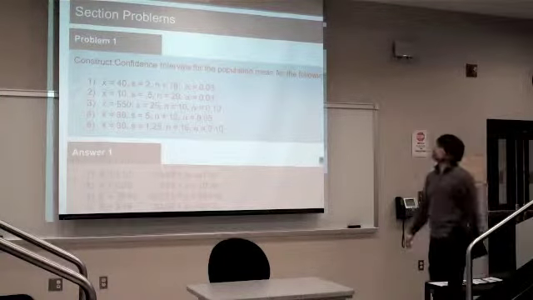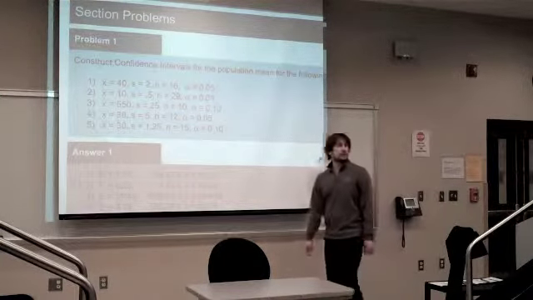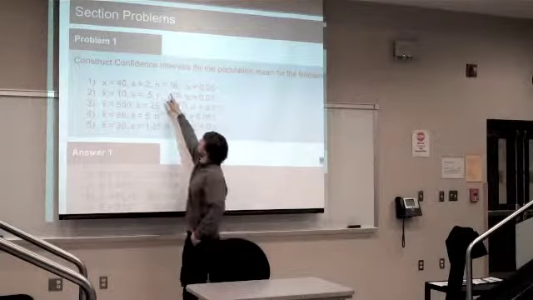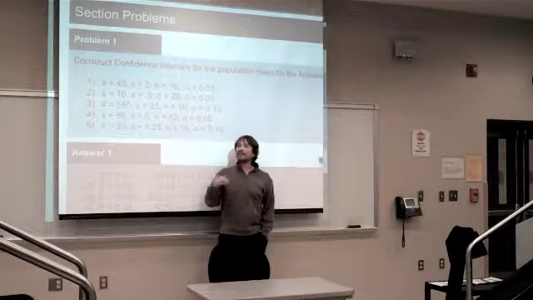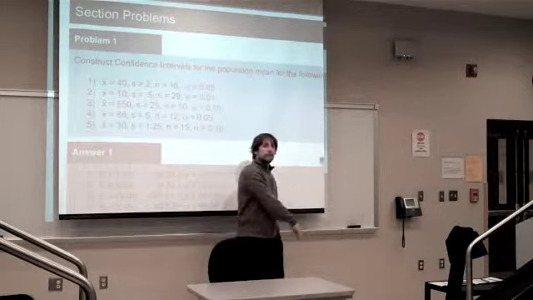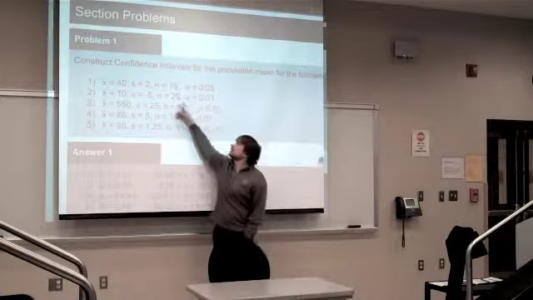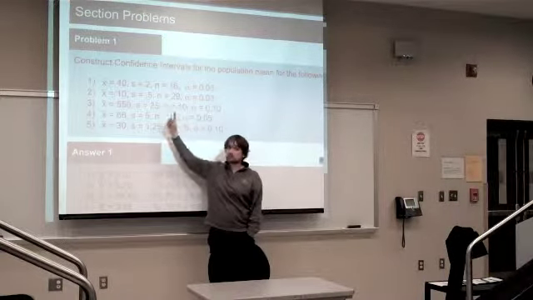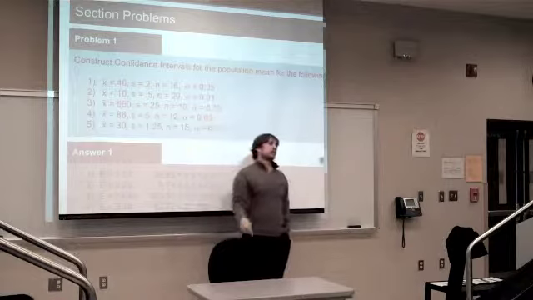Construct a confidence interval for the following population mean. The first thing you have to do is look at its sample size. If it's greater than 30, you use what we did in 4.1. If it's less than or equal to 30, you use what we did in this section.